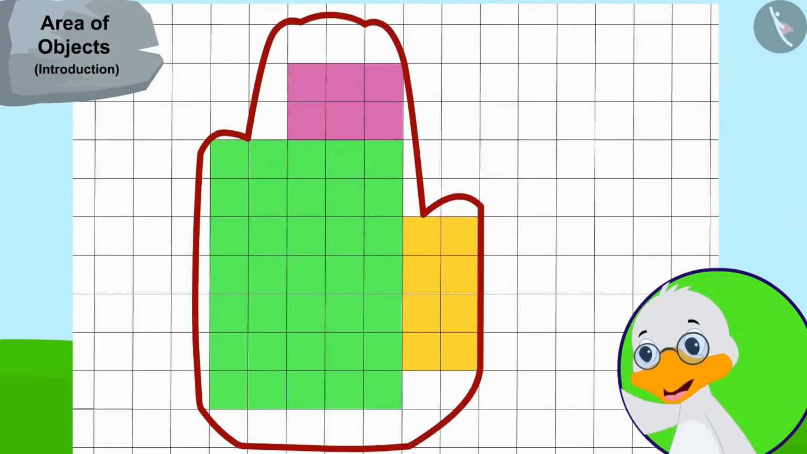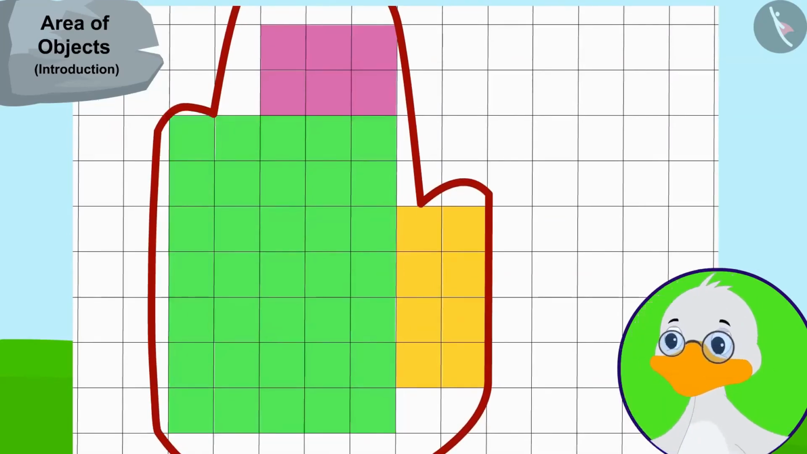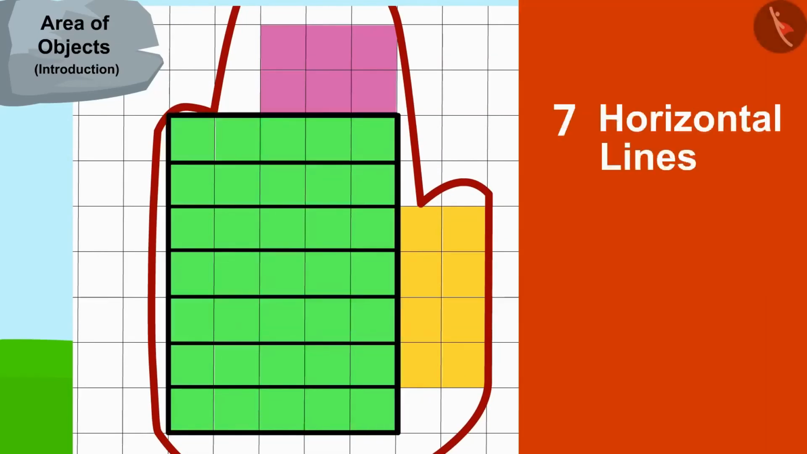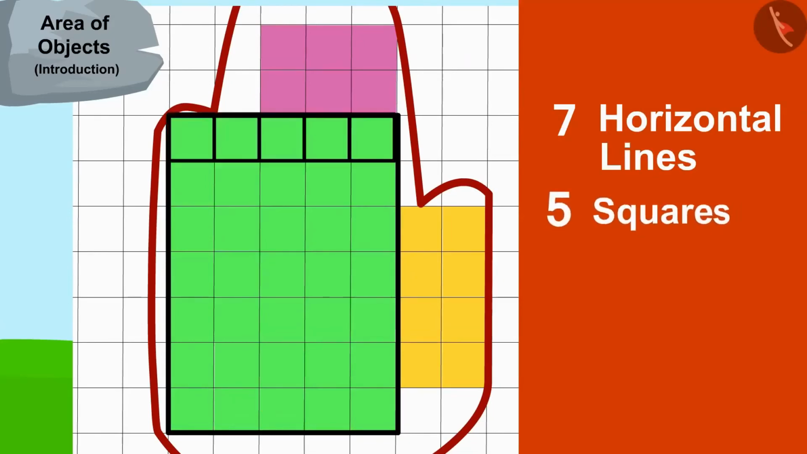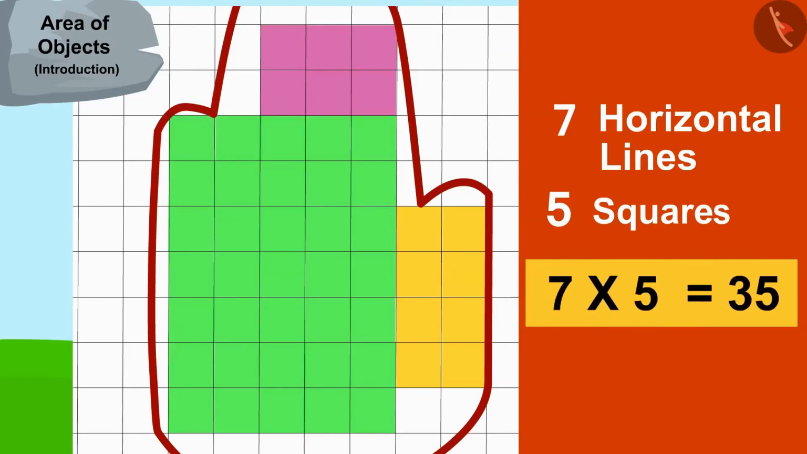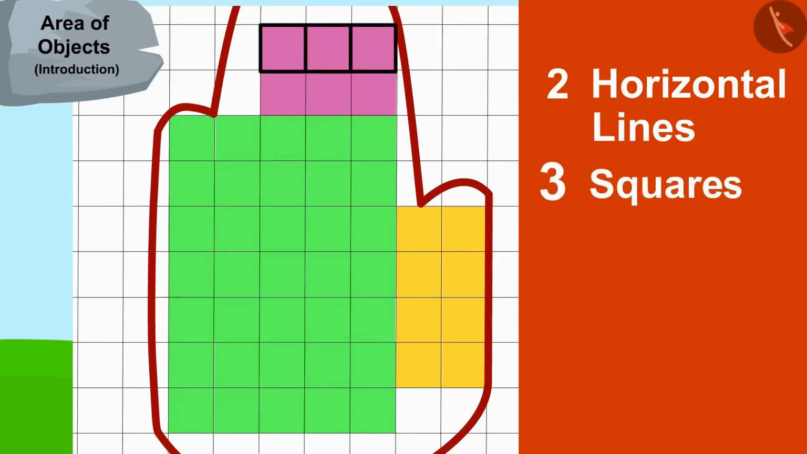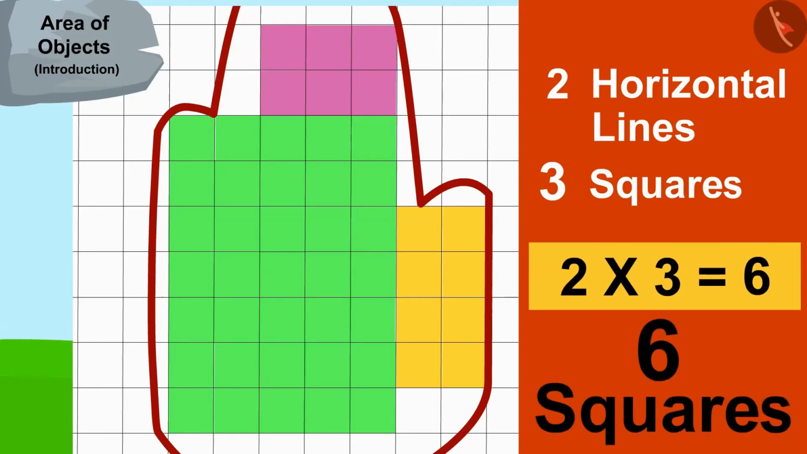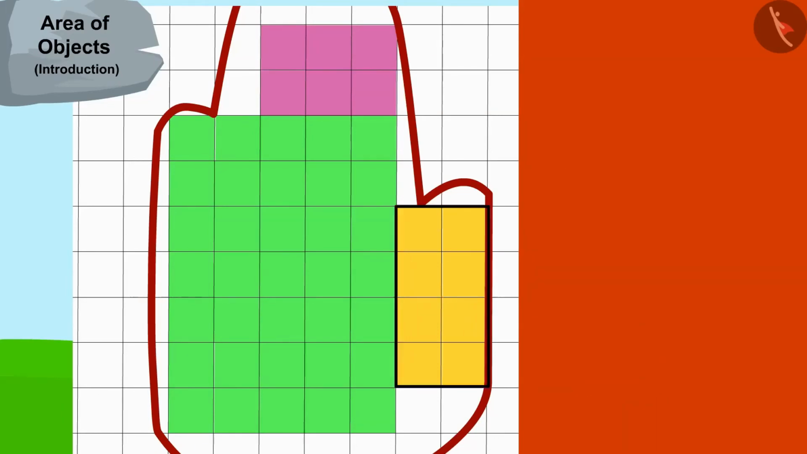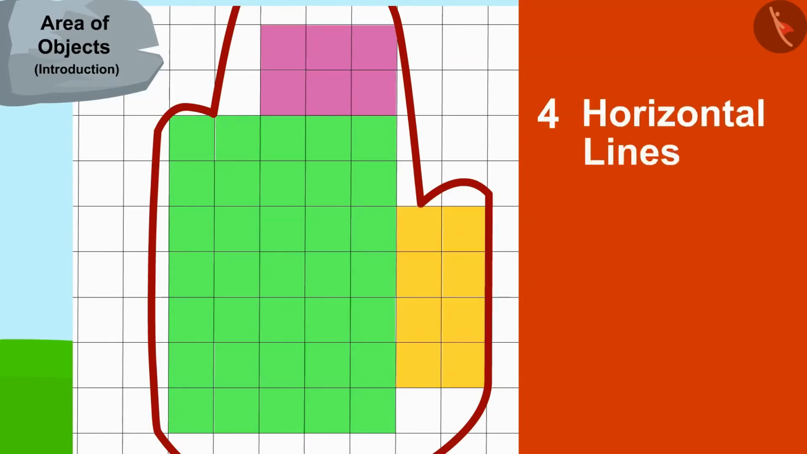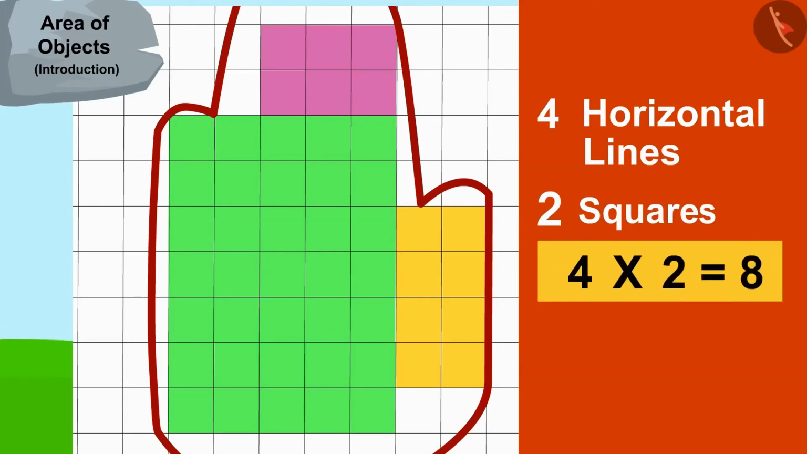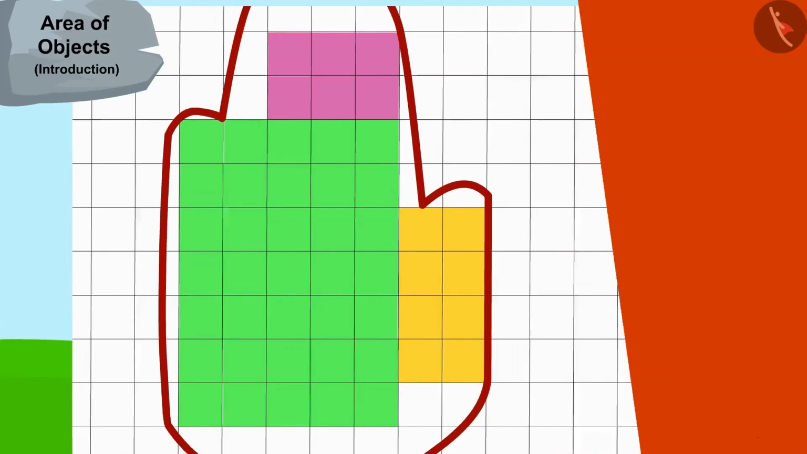Now, I will first find the area of this rectangle. This rectangle has 7 horizontal lines and each line has 5 squares in it. This means there are 7 times 5 or 35 squares in this rectangle. This rectangle has 2 horizontal lines and each of the lines has 3 squares. That means this rectangle has 2 times 3 or 6 squares. And this third rectangle has 4 horizontal lines and every line has 2 squares. It means there are 4 times 2 or 8 squares in this rectangle.